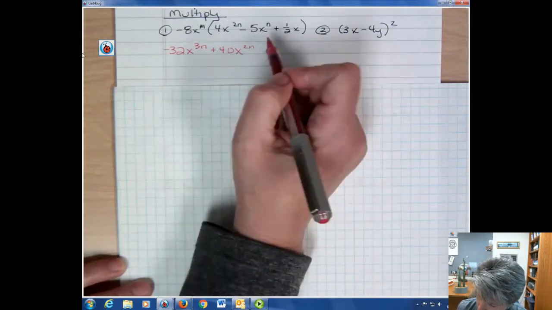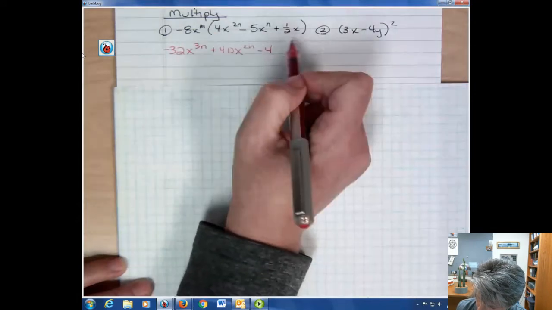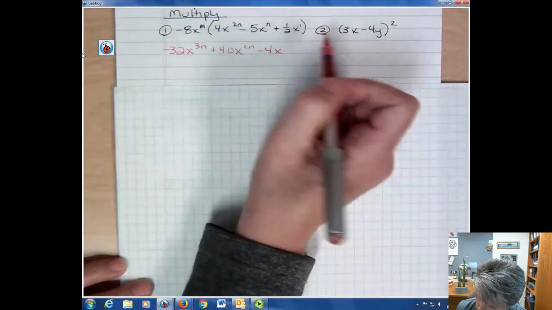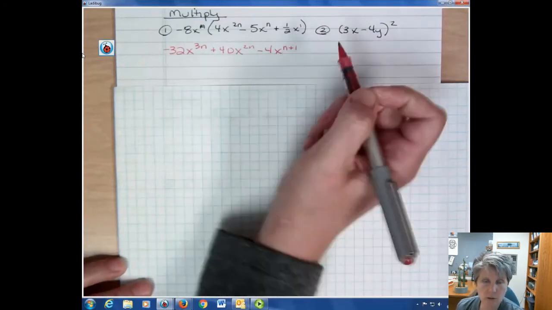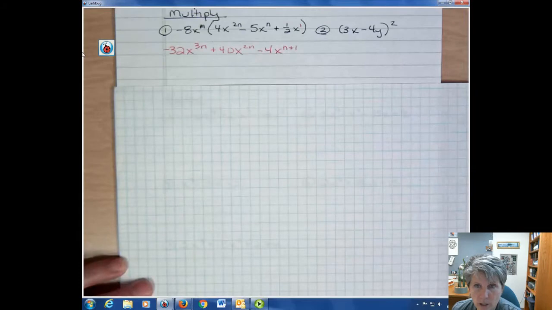And then negative 8 times 1/2 is negative 4, and I have x to the n, and this is x to the 1, and those are not like terms, so all I can do is write that as x to the n plus 1. That's as far as I can go. That's all we want you to do there.